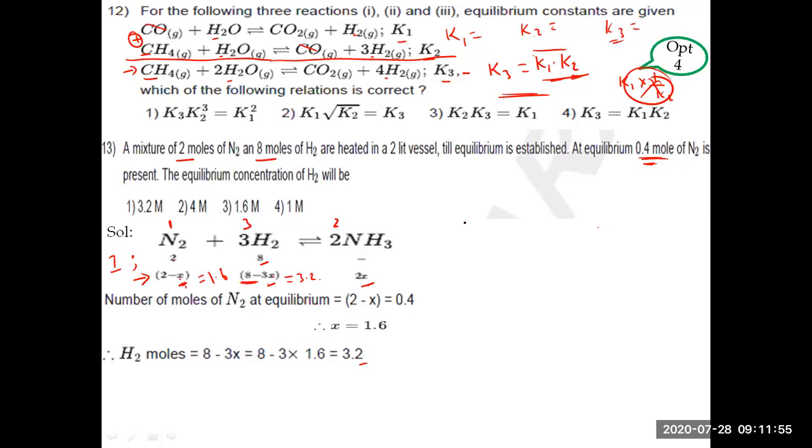But they're just asking what is the concentration of H2? What is concentration? It is number of moles by volume. At equilibrium, how many moles of H2 are remaining? 3.2. But what is the volume of the vessel? 2 liter. So it is 1.6.